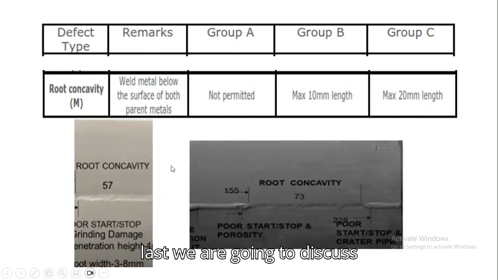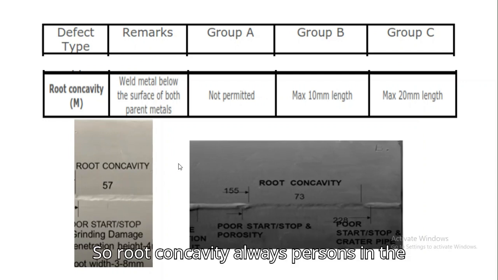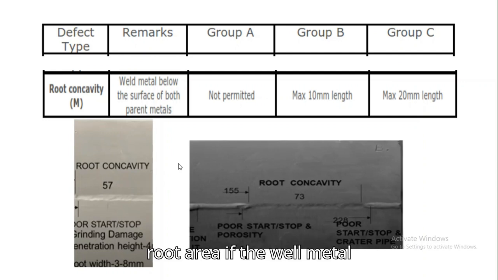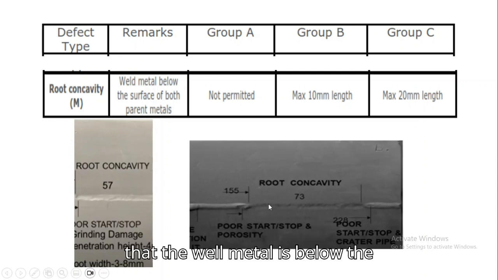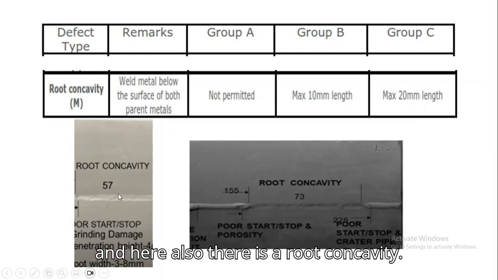Okay. At last, we are going to discuss root concavity. Root concavity is always present in the root area. If the weld metal is below the surface of the two parent metals, you can see this is one parent metal, and this is one parent metal, and the weld metal is below the surface of the two parent metals, there is a root concavity. Here you can see the root concavity, and here also is a root concavity.